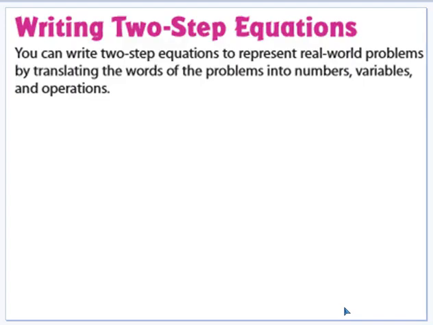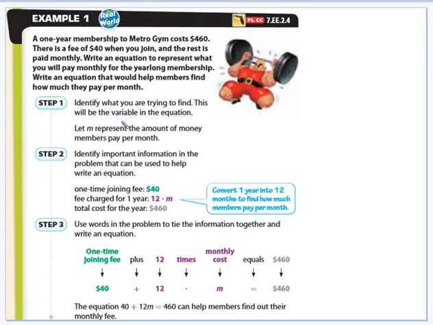Okay, writing two-step equations. This is where we're getting started. You can write two-step equations to represent real-world problems by translating the words of the problems into numbers, variables, and operations. Class, they're going to give you a word problem, and you're going to have to decipher the word problem and make it into an equation, okay?